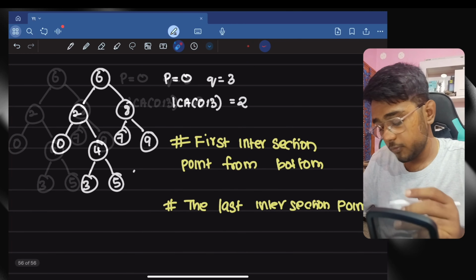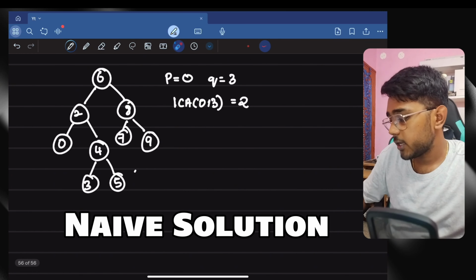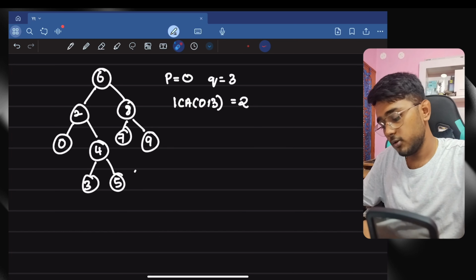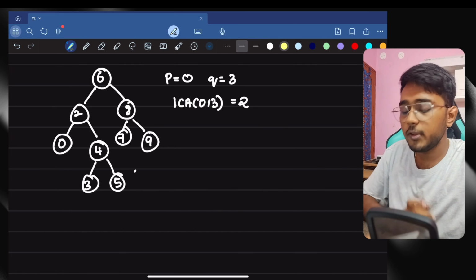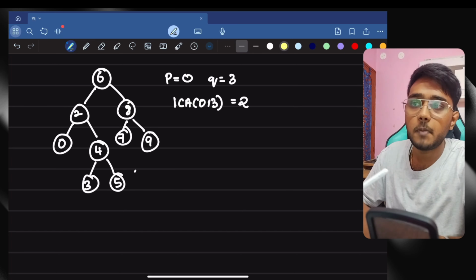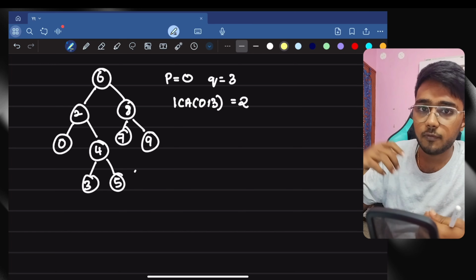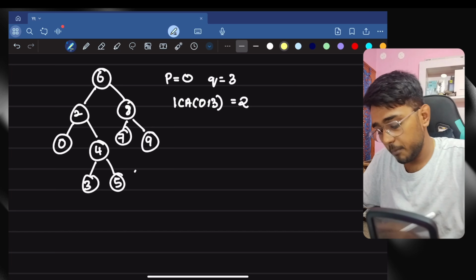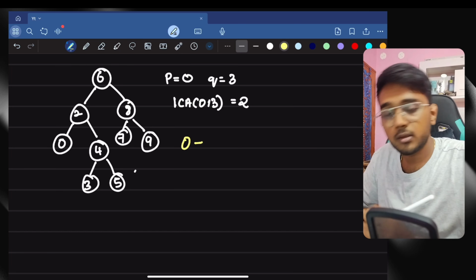Okay, the brute force solution. The brute force solution is going to look like this. You already know how to do this. Now let's apply the same concept. What we did was find the path and take the first intersection. So let's apply the same thing. I'm going to write the node, the path node.